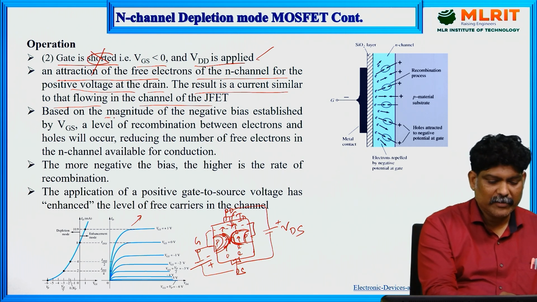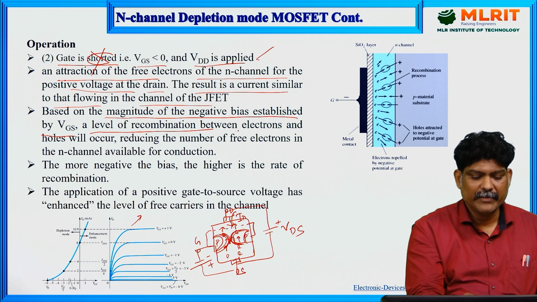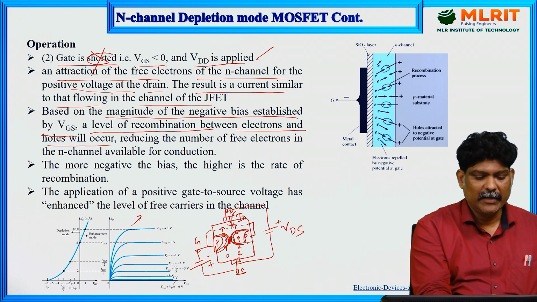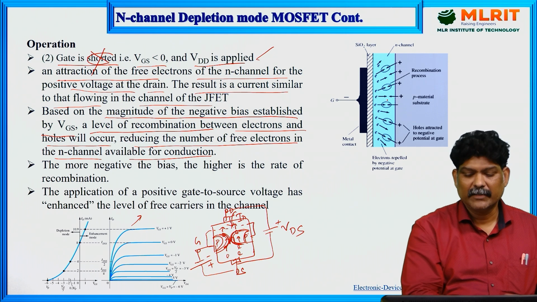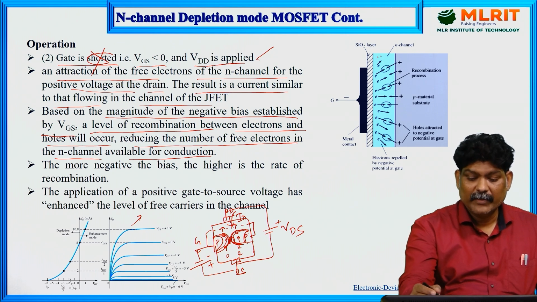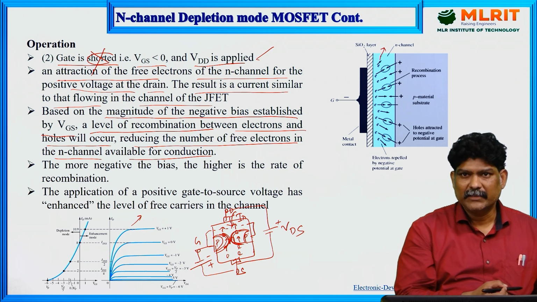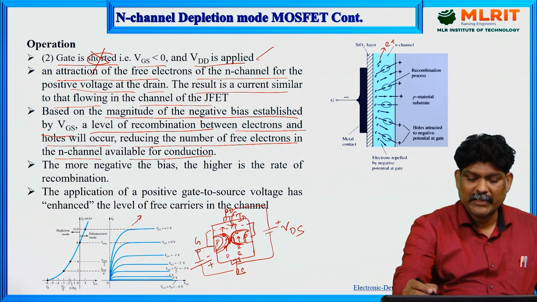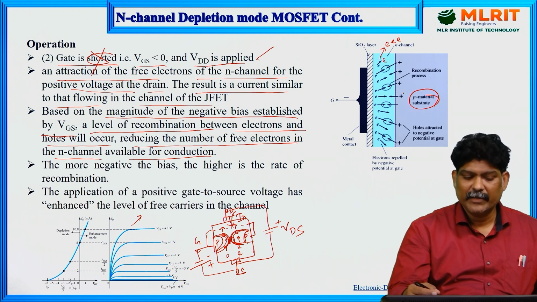Based on the magnitude of the negative bias established by VGS, a level of recombination between electrons and holes will occur, reducing the number of free electrons in the N channel available for conduction. Here, this is N type, so electrons are repelled by the negative potential at the gate. N type material means electrons are the majority charge carriers, so these electrons are attracted towards the P type material, and recombination takes place.